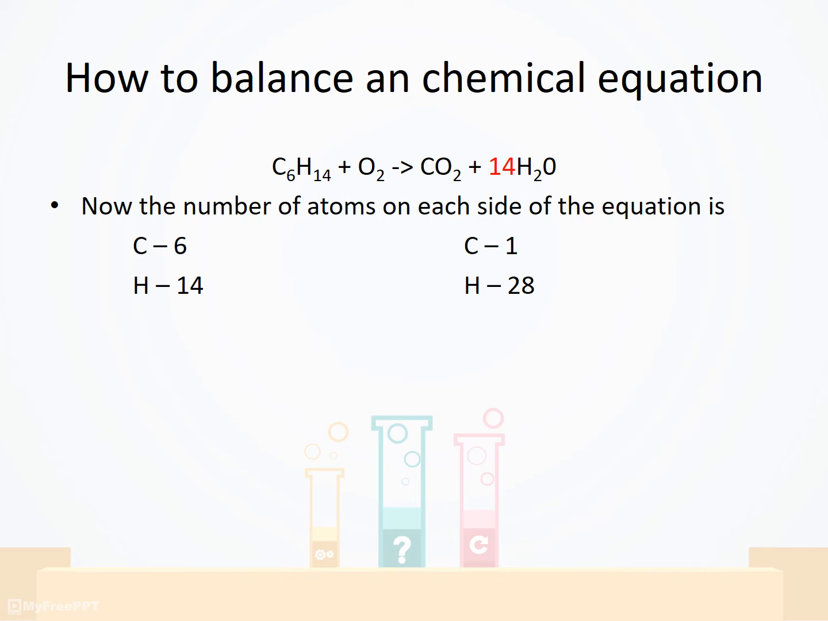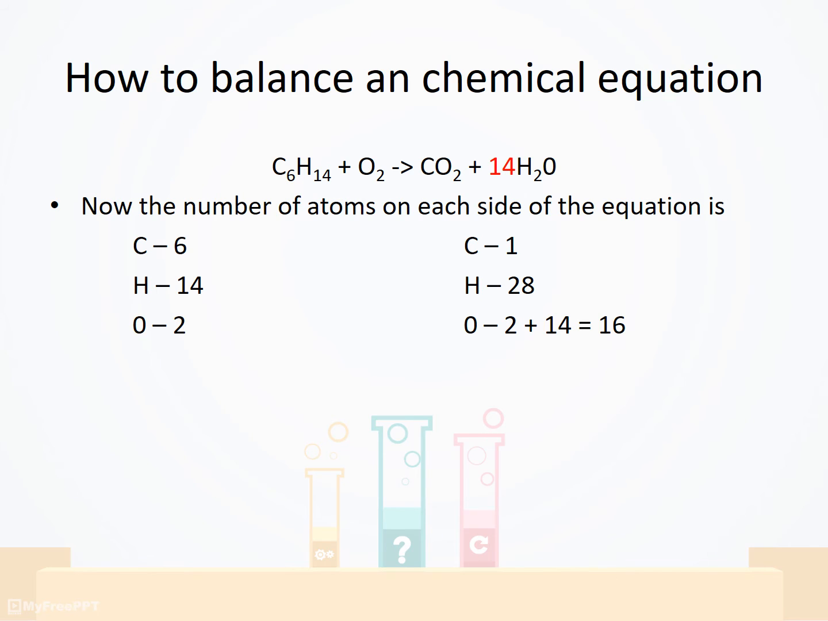Now we have a problem with our hydrogens because we've got 28 on the left, but only 14 on the right. So we're going to have to double these. Our oxygen, we've got 2 on the left and we've got 16 on the right. Well, we're still having a problem. 2 from the carbon dioxide and 14 from the water.